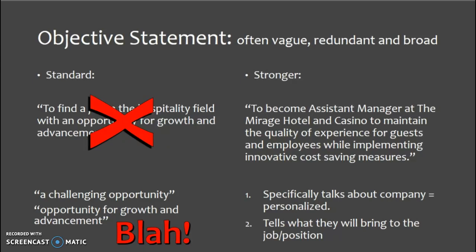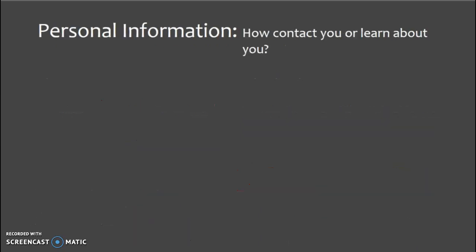Don't do the blah one. Don't do this one. Big X. If you're going to have an objective statement, make sure that it's strong. Make sure that it is focused and focuses on the reader. What are you going to do for them? Ultimately, the resume is about the reader. What will you bring to this position? So from the very first thing with that objective statement, you want to include that. All right. So be a winner. Don't be a loser. The next section of your resume we're going to talk about is your personal information.